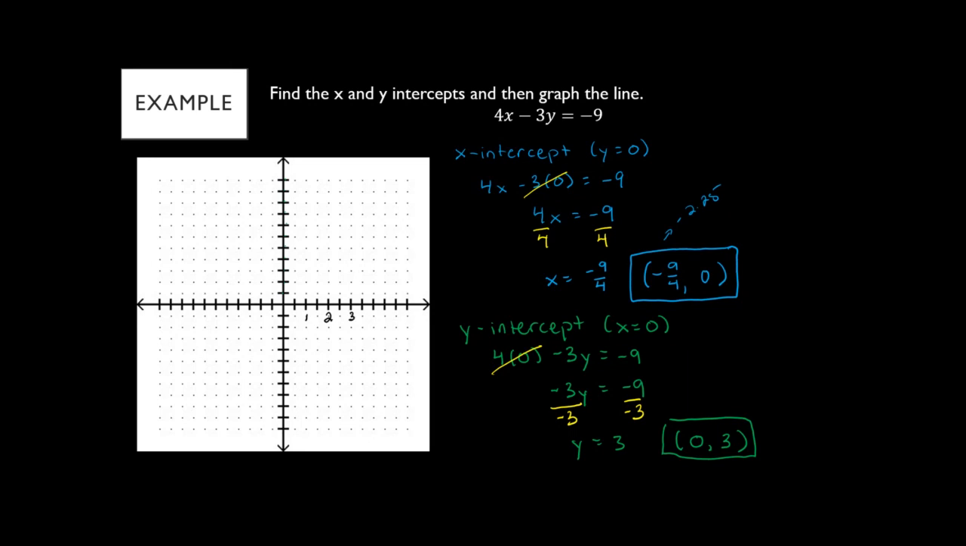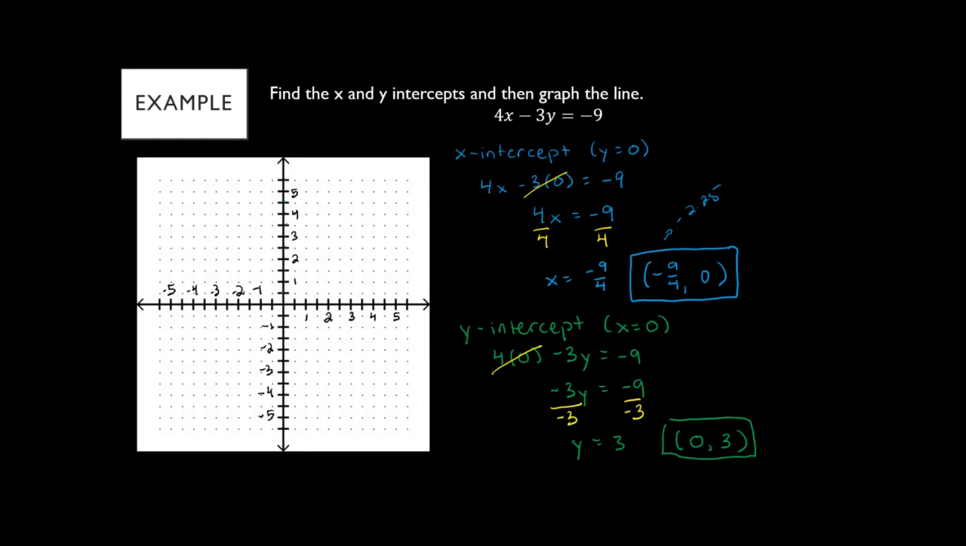1, 2, 3, 4, 5. 1, 2, 3, 4, 5. And then we got negatives. -1, -2, -3, -4, -5, then -1, -2, -3, -4, -5.